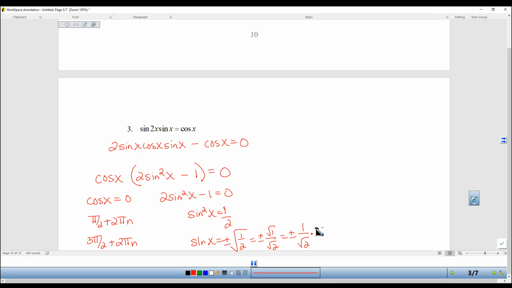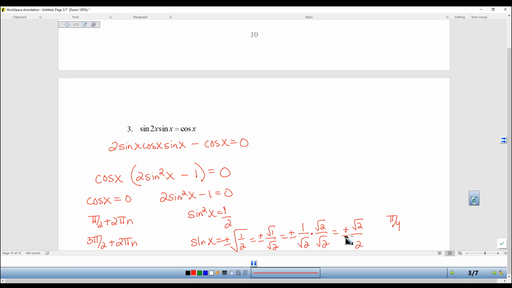I'm showing you all the steps here to make sure you're following me, because this is your notes, but I wouldn't expect you to show this many steps on your homework. And that's the square root of 2 over 2. And when is sine equal to the square root of 2 over 2? At pi fourths.